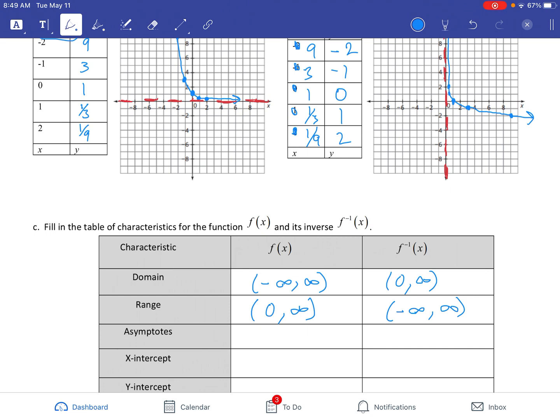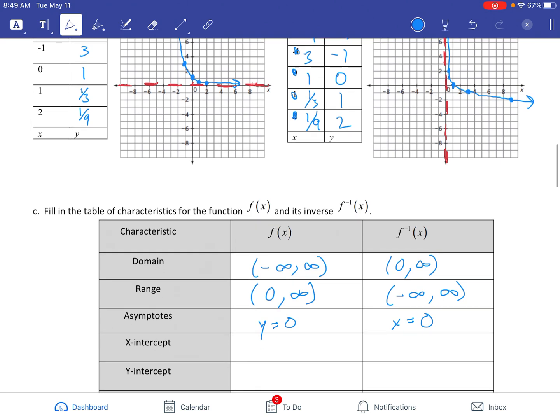The asymptotes are the same as the above graph. So the first one is y equals 0. For the inverse, it is x equals 0. Those are those asymptotes, those red dotted boundary lines that the graph cannot cross. The x-intercept for the first graph, there is none because the asymptote is on the x-axis, which means there cannot be an x-intercept. The other graph, the x-intercept is 1, 0.